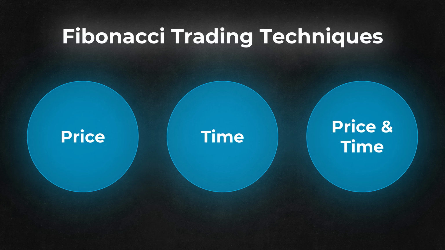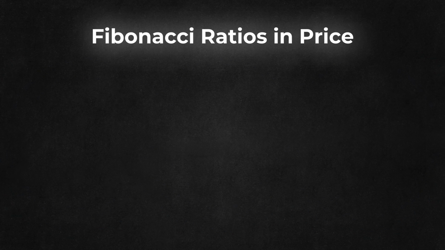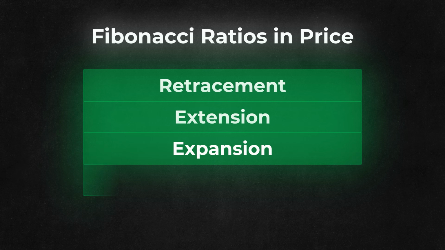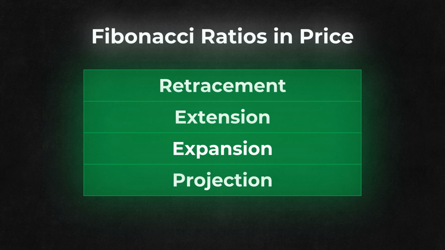The most common application of Fib tools occurs in terms of ratios and price. In that sense, we have four main variations: the retracement, the extension, the expansion, and the projection. These are also called price-based Fibonacci tools because they only consider the y-axis of the chart.